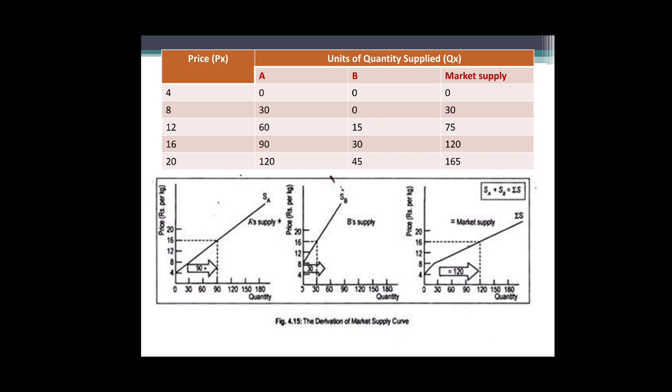SA is the supply curve of producer A and SB is the supply curve of producer B, and the summation S, which is equal to SA plus SB, is the market supply curve. The market supply curve, like the individual supply curve, is upward sloping from left to right, indicating the positive relationship between price and quantity supplied. Thank you.